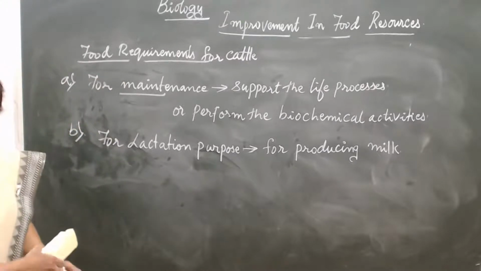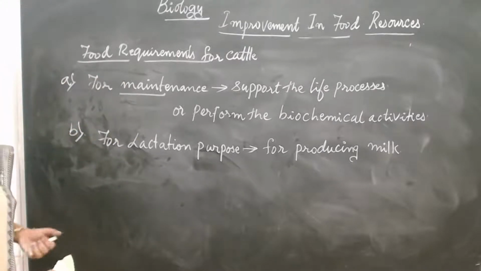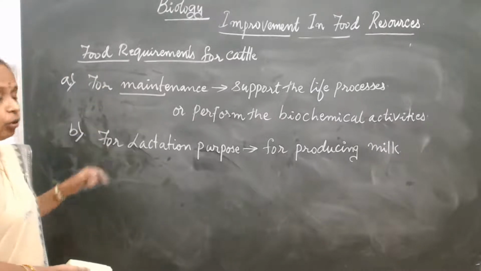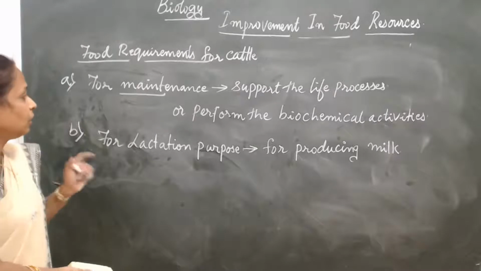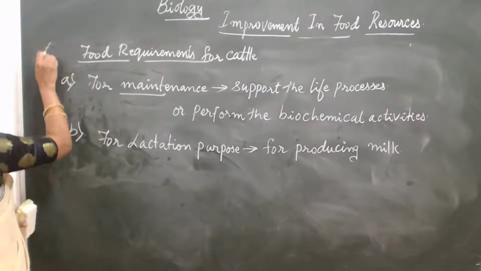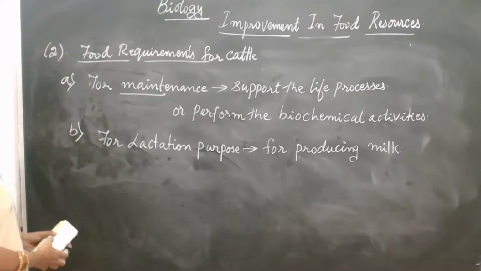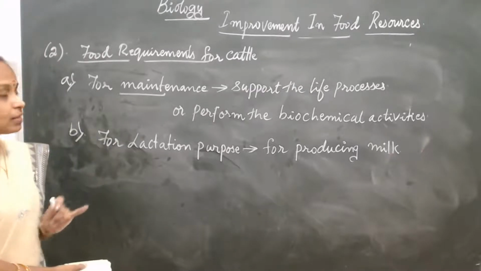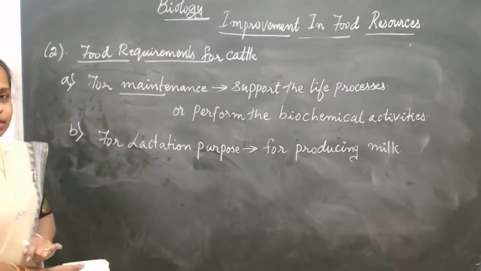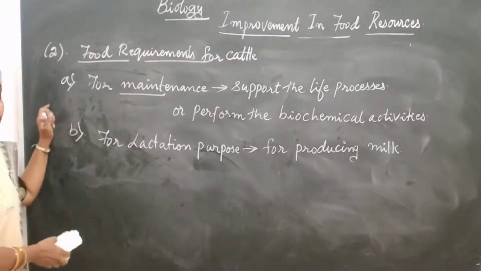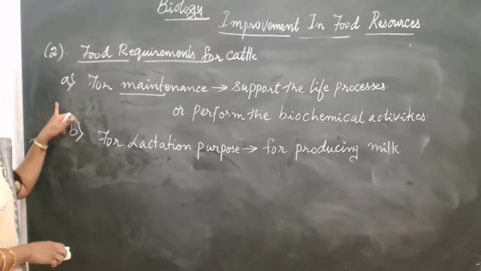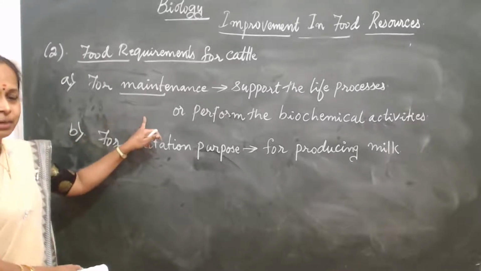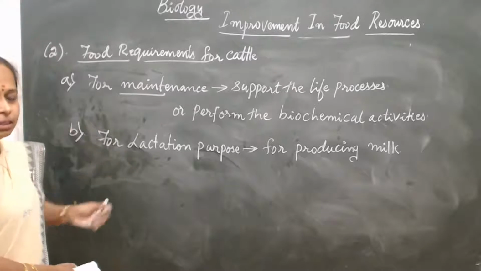Then, what are the different types of animal feeds? It means what you are going to feed the animals depending on the purpose. There are two types of cattle that you need to remember, for example, Bos indicus and Bos taurus. Then I told you about the two breeds, the local breed and the exotic breed. The local breed is also called the indigenous breed, and the exotic breed is the foreign breed.